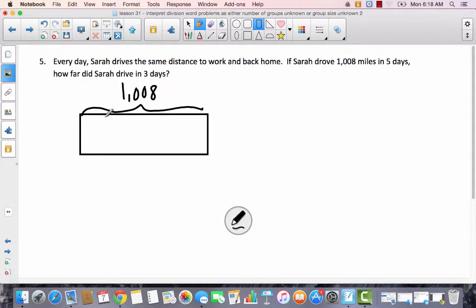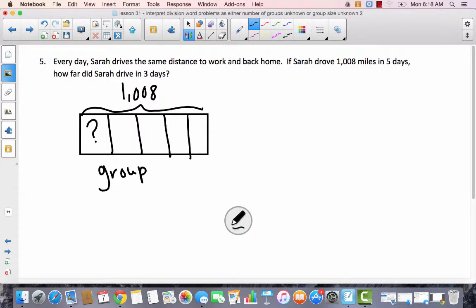So let's go ahead and take our tape diagram. We're going to divide this into 5 groups like this. And this tells me the number of groups, but I want to know how much is in each group. So I want to know the group size. And that's going to be step 1 of our problem here. So if I take 1,008 and I divide it by 5, this should tell me how much Sarah drove in 1 day. So let's go ahead and solve this. You can solve this by yourself and then come back.